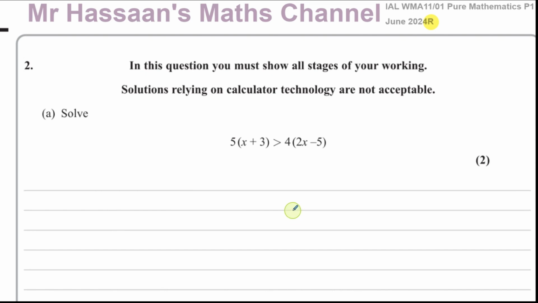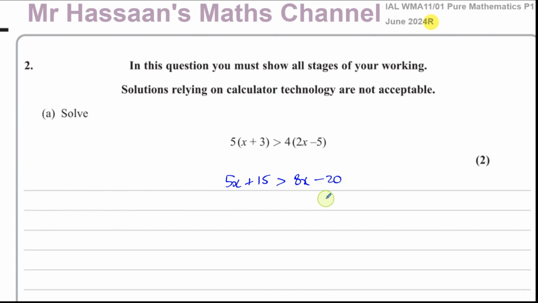So first we expand the brackets. And don't forget, which is a very common thing, to multiply the number outside with all the terms inside. So 5 times x is 5x, 5 times 3 is 15, is greater than 4 times 2x, which is 8x, and 4 times negative 5, which is negative 20. Now the x's have been released from the prison of the brackets, so they're free to move around, and we can start to solve this.